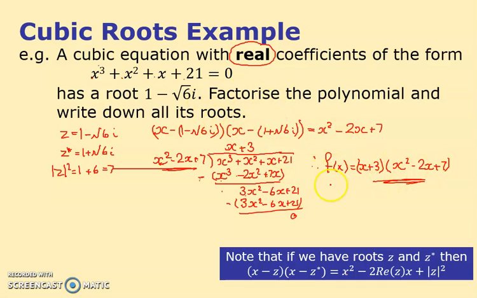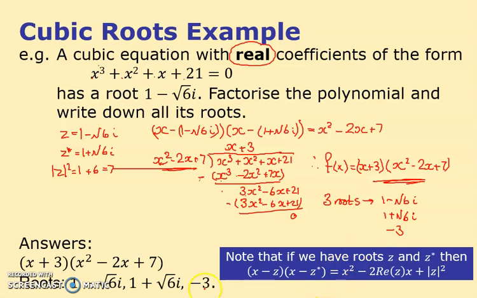And what it says, write down all the roots. So well, we've got 3 roots, haven't we? The 3 roots are, well, they told me one. It was 1 minus root 6i. I knew straight away it was 1 plus root 6i. And I just found out from my bracket here, x plus 3, just found out that minus 3 is also a root. Notice I changed the sign again. And that's what I've got. Good.